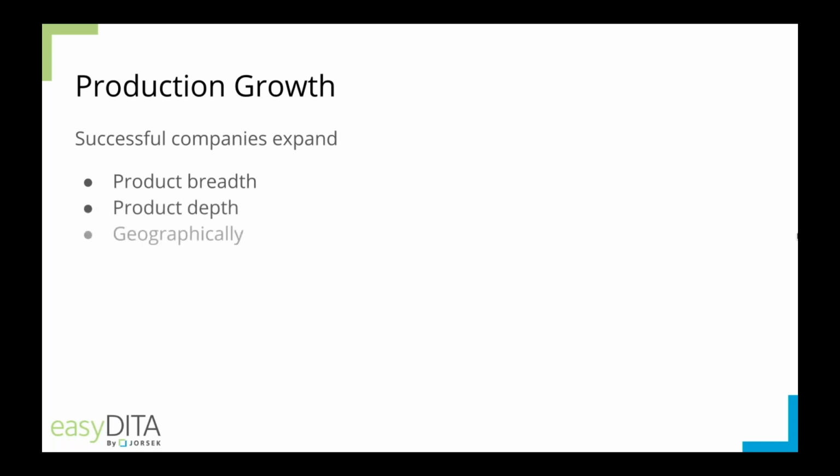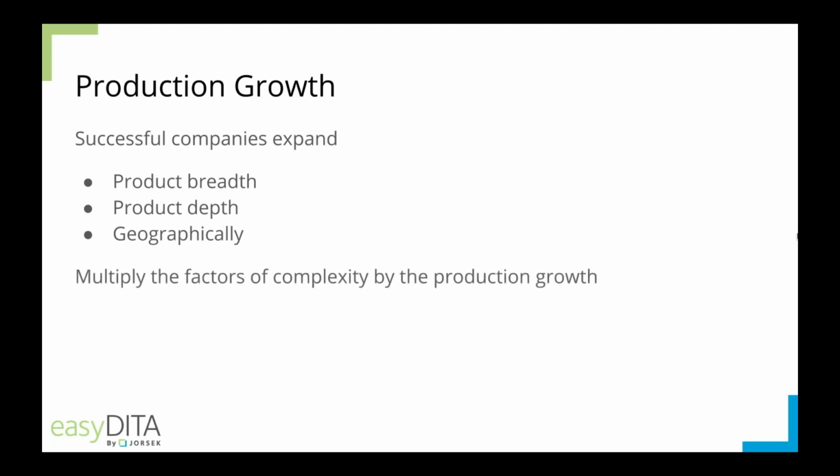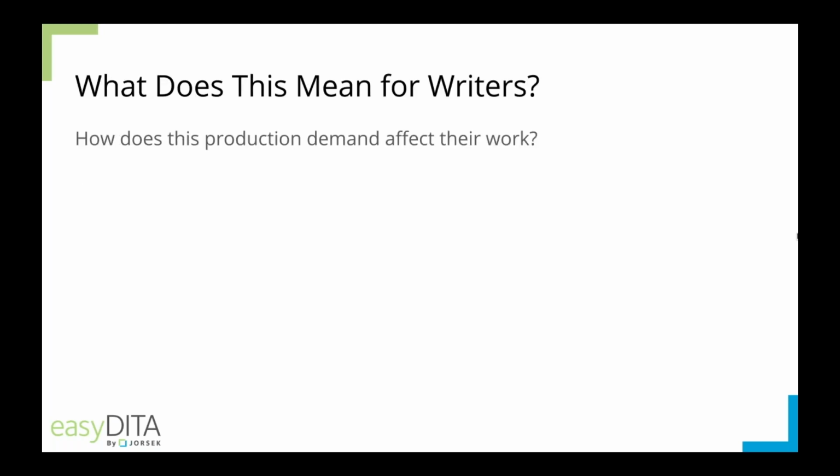So what's the next aspect? Well, the next one is product or production growth. And just simply put, successful companies tend to expand. That's a symptom of this capitalistic marketplace, is that the successful companies expand, they grow, and they continue. And so this means that there's growth in the product breadth, product depth, and the geographic reach of these products. So when you take all that together, you end up multiplying the factors of complexity by the factors of production growth. And that explains why there's always this increase in capacity, but there isn't necessarily the increase in resources.